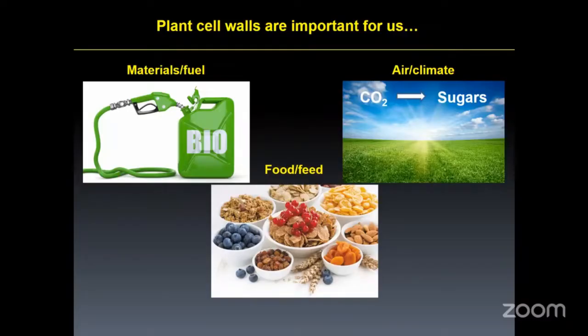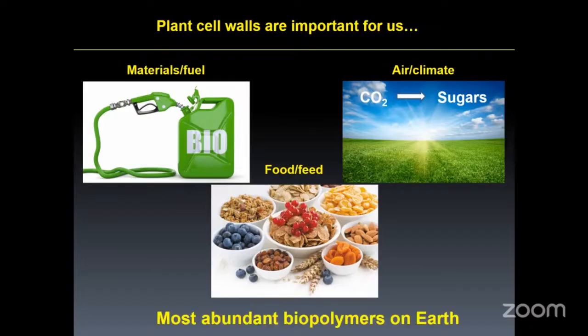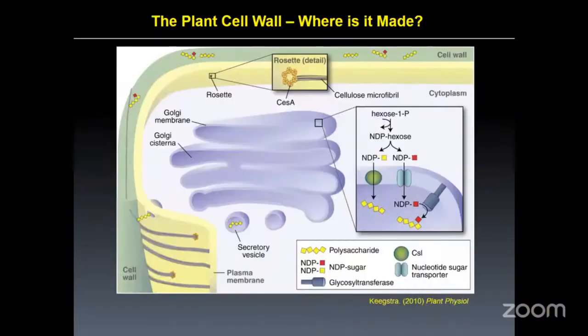And so maybe the last aspect of why I think it's important to study cell walls is that these polymers make up the most abundant material on Earth. So maybe we can go into how these cell wall polymers are made. So most of them are actually made inside of the cell.